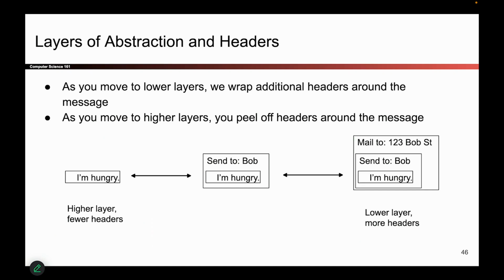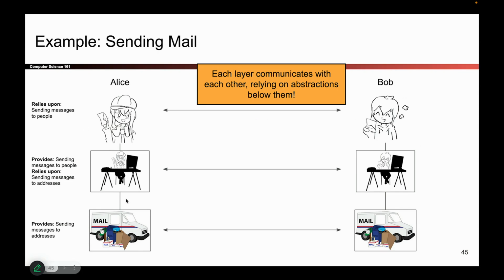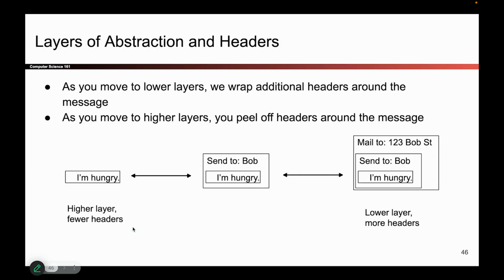So one thing you'll notice right away is that when we went from the highest layer of abstraction, that was Alice, to the lowest layer of abstraction, which was the mail truck, the message got additional headers wrapped around it. So we started with just the plain old message. It got an envelope wrapped around it, then a box wrapped around the envelope. And then when we moved from the lower layer to the higher layer at the destination, when we moved up the stack, we started to unwrap or peel off each of the headers. We took the envelope out of the box, and then we took the letter out of the envelope.